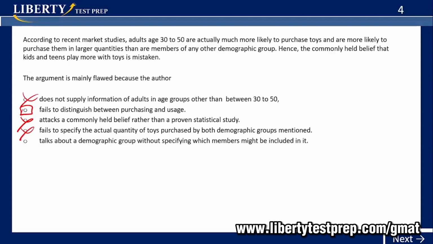Letter E. The argument talks about a demographic group without specifying which members might be included in it. I don't think that's a problem, right? Because actually he said demographic group of adults between the ages of 30 to 50. So that's fine, right? What more information would be helpful? Their hair color, their marital status? No, I don't think so. So that doesn't matter. Just by knowing that they're adults is good enough. So that's out. Answer B. This one, by the way, is an easy question. Okay, now we're going to go to the next one, number 5.